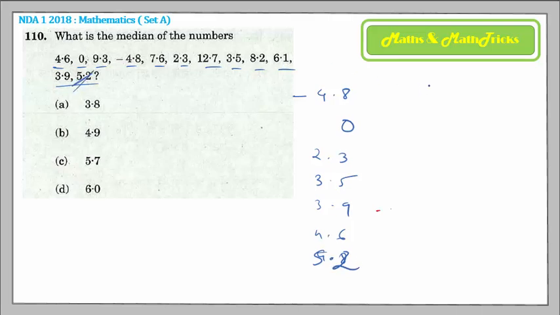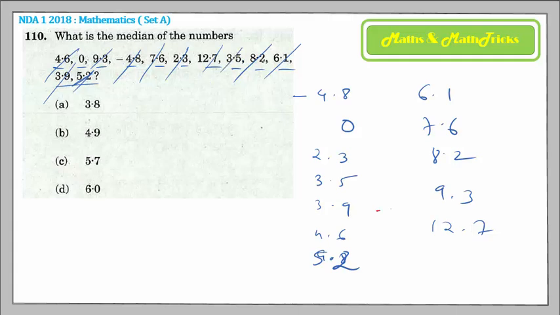Then 6.1 you can take up, then you have 7.6, then 8.2 in ascending order, then 9.3, and then 12.7. Already taken are 2.3, minus 4.8, 4.6, 3.9, and 3.5, so all have been taken now. So this is 1, 2, 3, 4, 5, 6, 7, 8, 9, 10, 11, 12, so 12 observations you see.